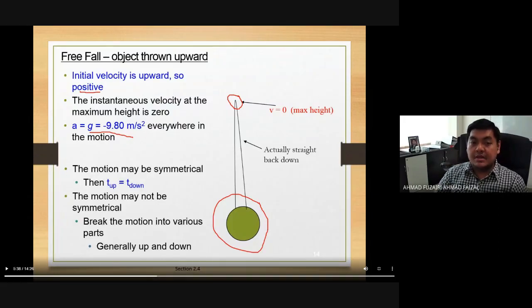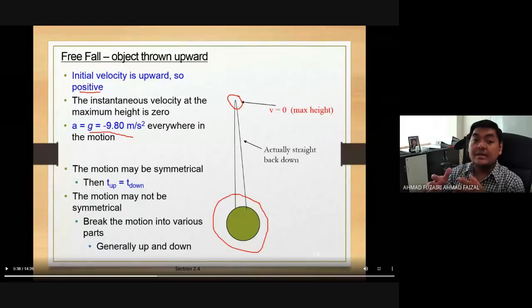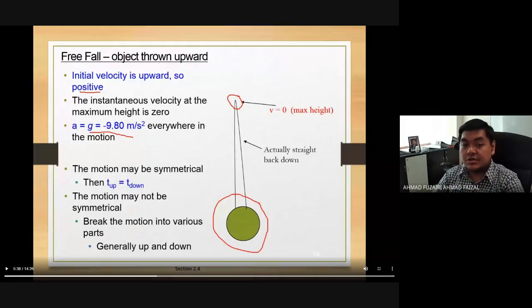The instantaneous velocity at the maximum height is 0. Meaning that when the object is thrown upward, definitely the object will come down due to gravity. So in this case, we should use a equals negative g, which is equivalent to negative 9.8 meters per second squared. There are some typo mistakes over there. It should be a equivalent to negative g.